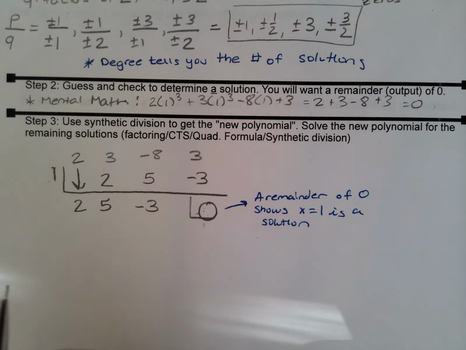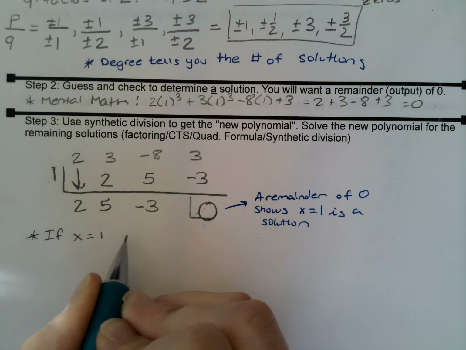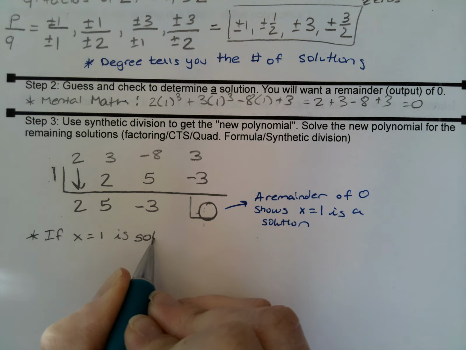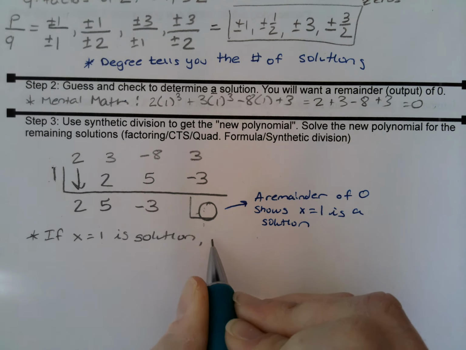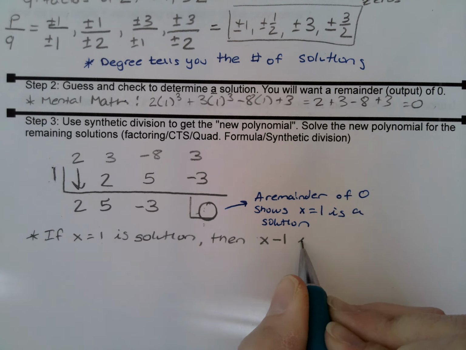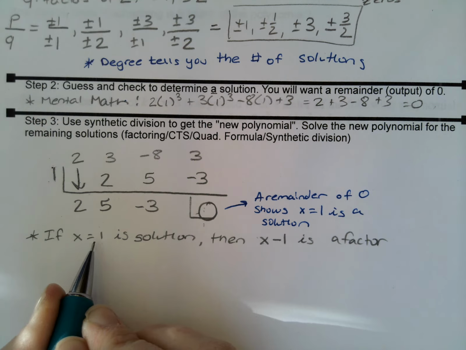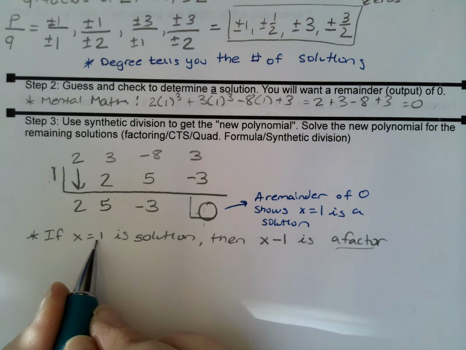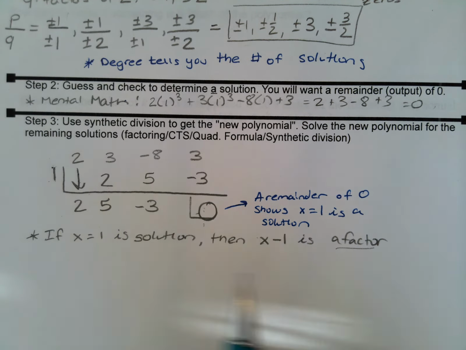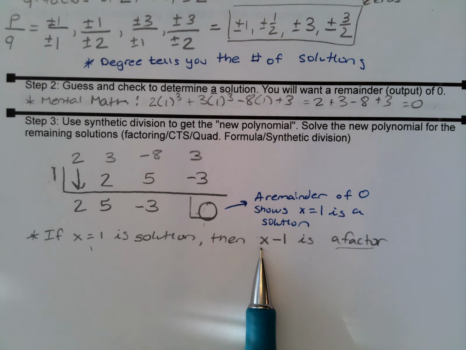But what you need to remember is if x equals 1 is a solution, then x minus 1 is a factor. Because remember, in order to be a factor, it needs to be set equal to 0, so you'd have to subtract the 1. If you're having issues with that, we are about to go through that in a minute. But please remember that if this is the solution, this is the factor.